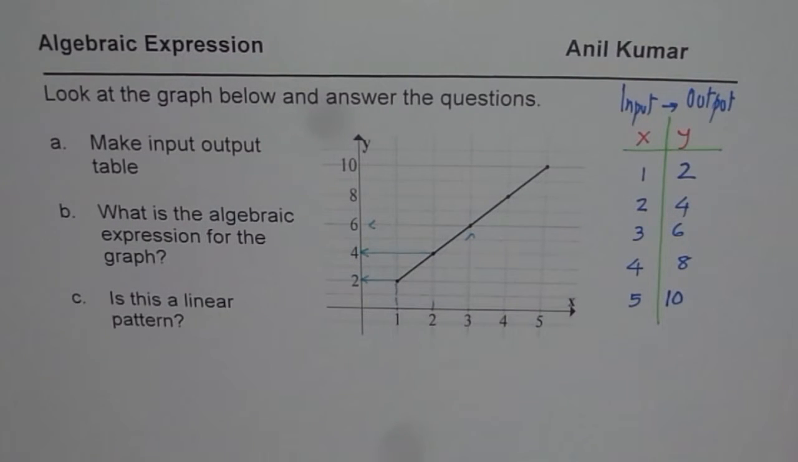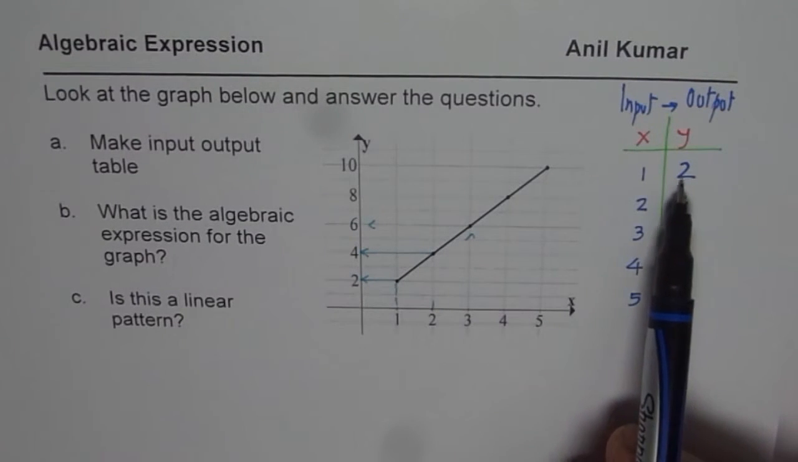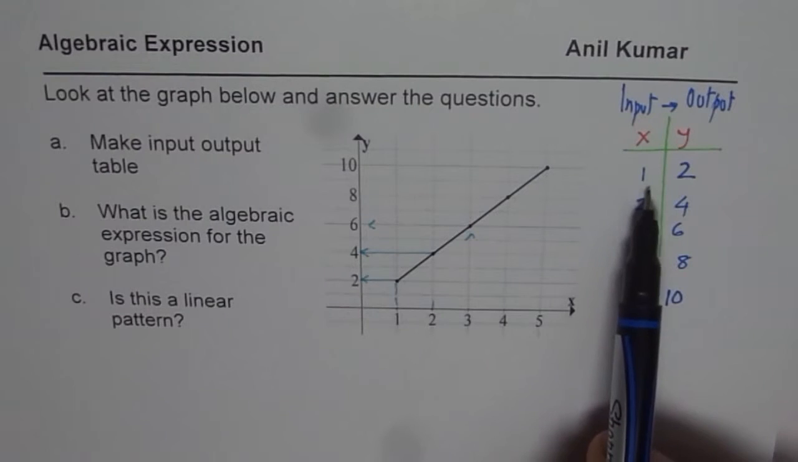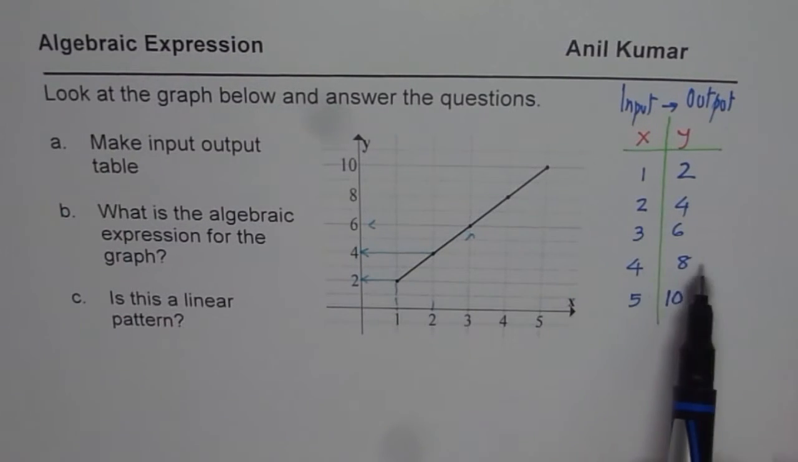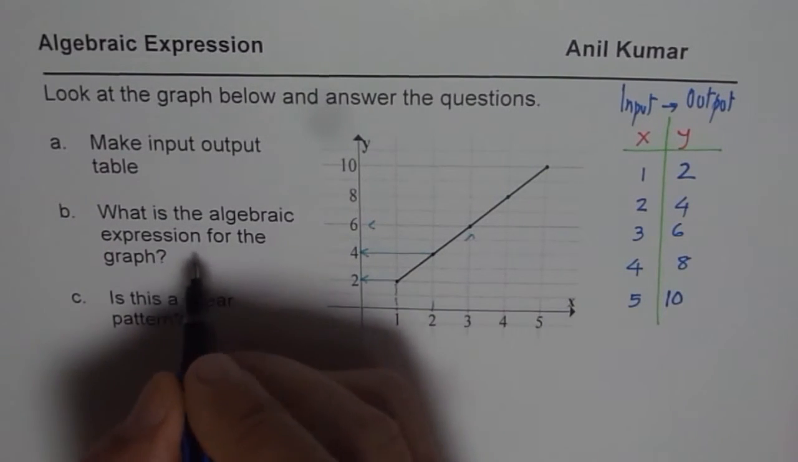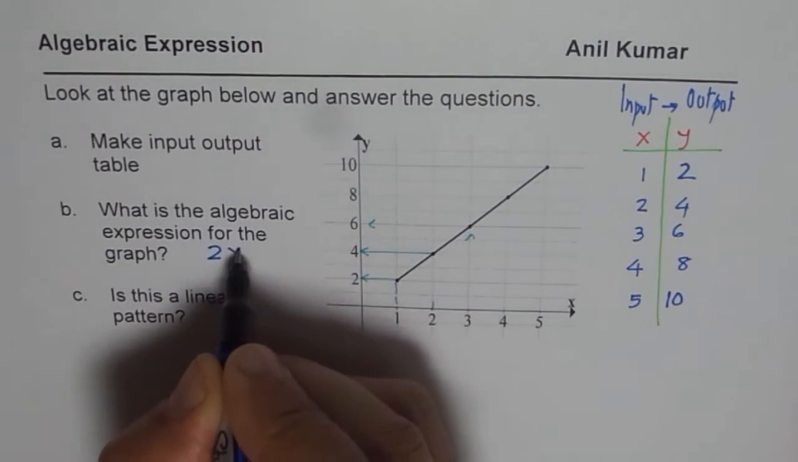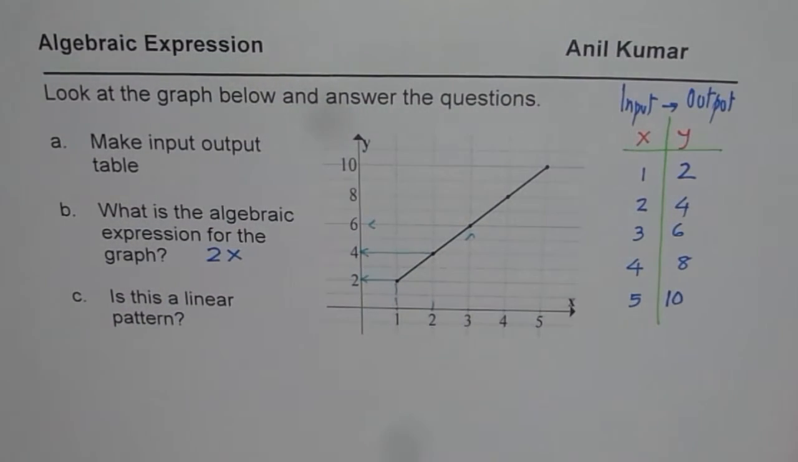Now the next part is, what is the algebraic expression for the graph? So now we need to see how the output is related to the input. For 1 we get 2, for 2 we get 4, for 3 we get 6, 4, 8, 5, 10. That means twice the input. So the output is twice the input. So we can write this as 2 times x, right? So that is twice the input.